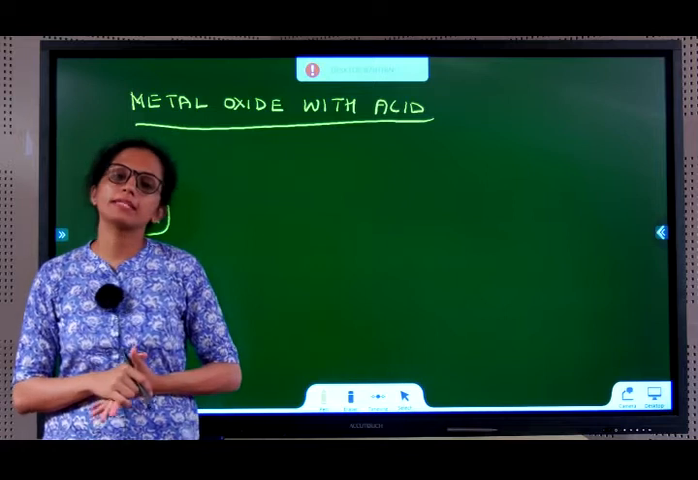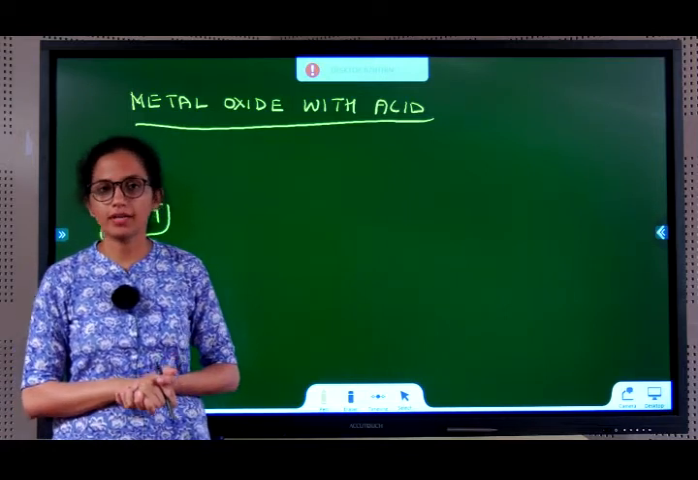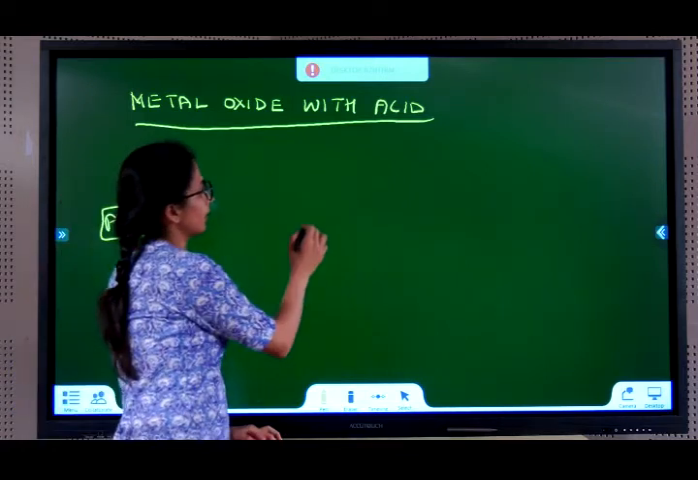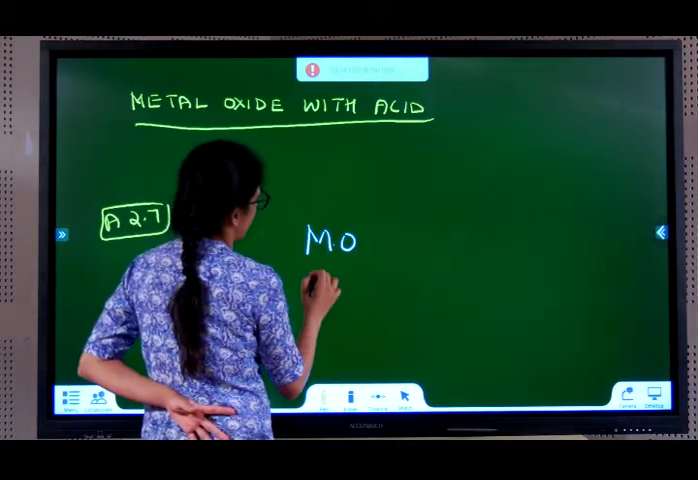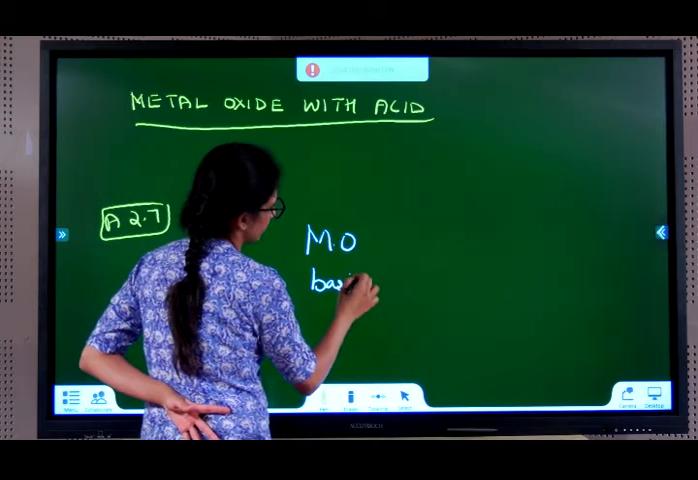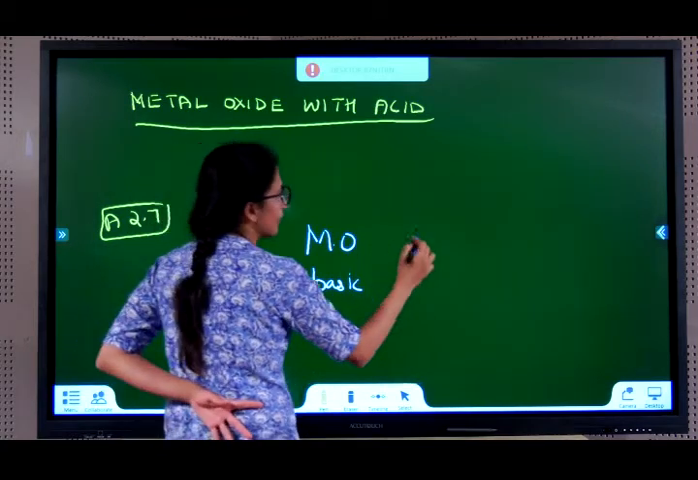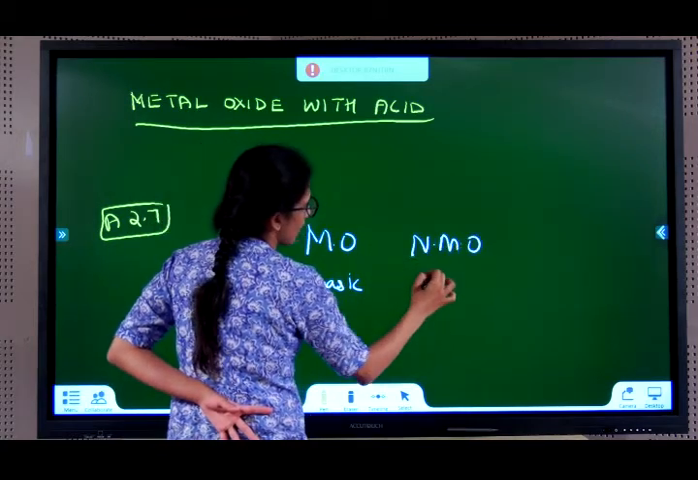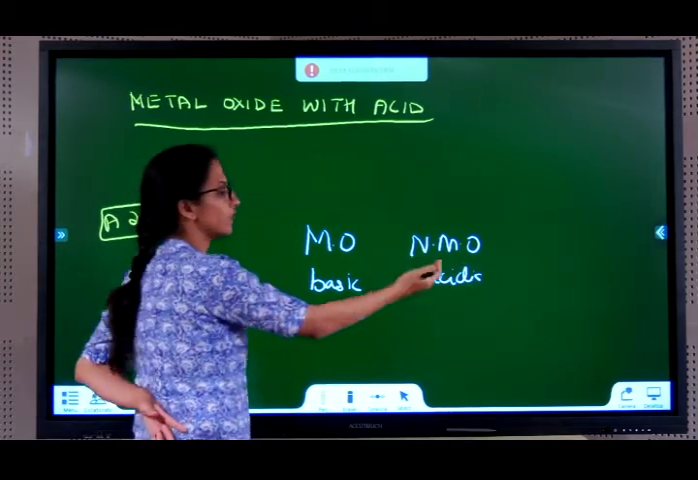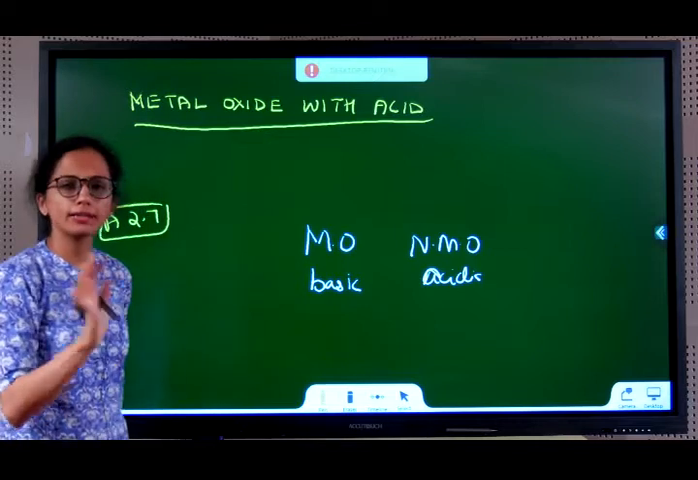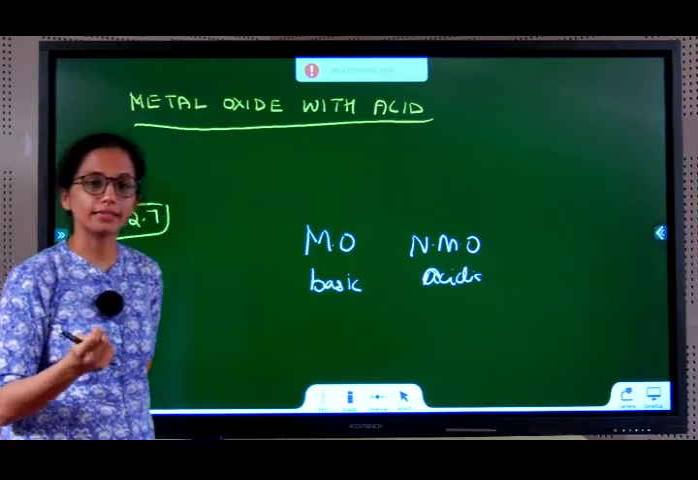The next topic we'll be studying is metal oxides and non-metal oxides. We have already understood until now that metal oxides are basic in nature usually, and non-metallic oxides are acidic in nature. Again, usually, there are exceptions. There are a few amphoteric and a few neutral oxides. What are they? We'll understand in detail in chapter 3, metals and non-metals.